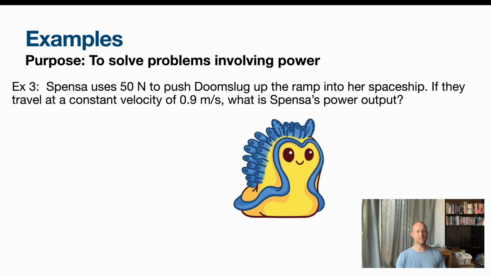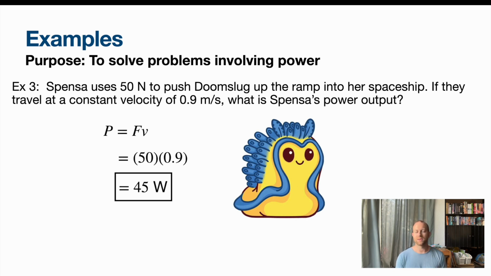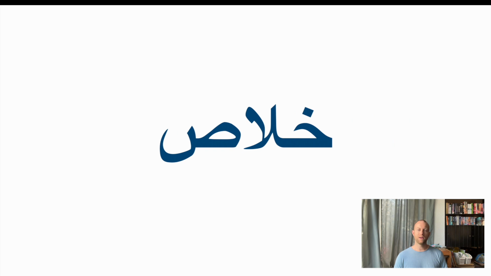Question, such as this. If Spencer uses 50 newtons to push Doomslug up a ramp into her spaceship, if they travel at a constant velocity, so constant velocity immediately tells you that you're dealing with a case where you can do F times V, we want to know Spencer's power output. FV, you have those, plug it in. So this is not too hard as long as you're recognizing it's a constant speed. Don't plug it in when it's not possible. There you go. I told you this one's short. That's power. 2 sections left, and then we will be done with energy.